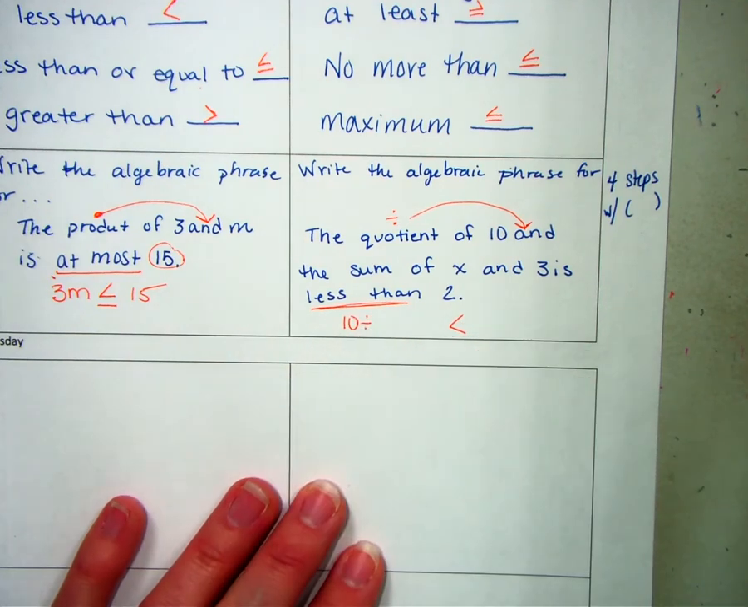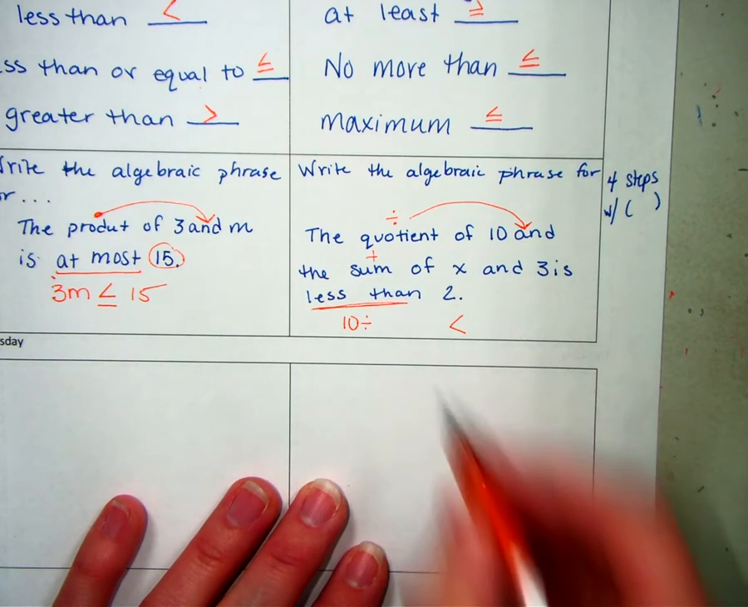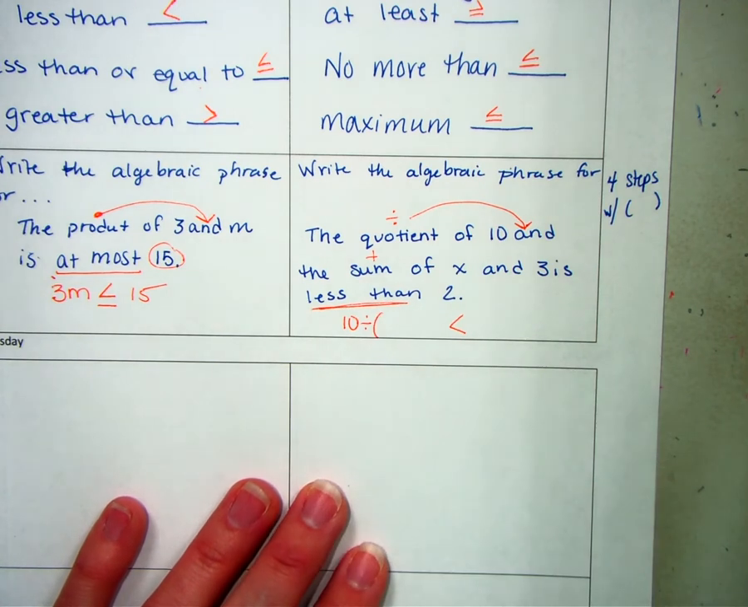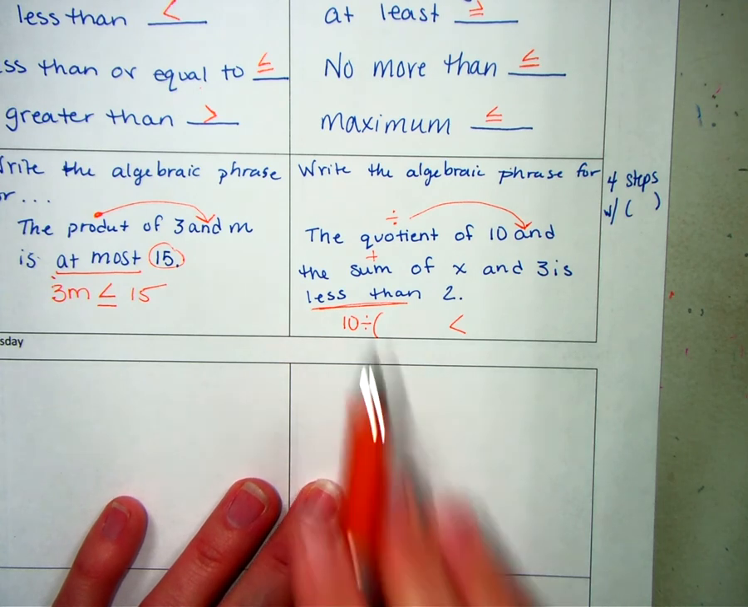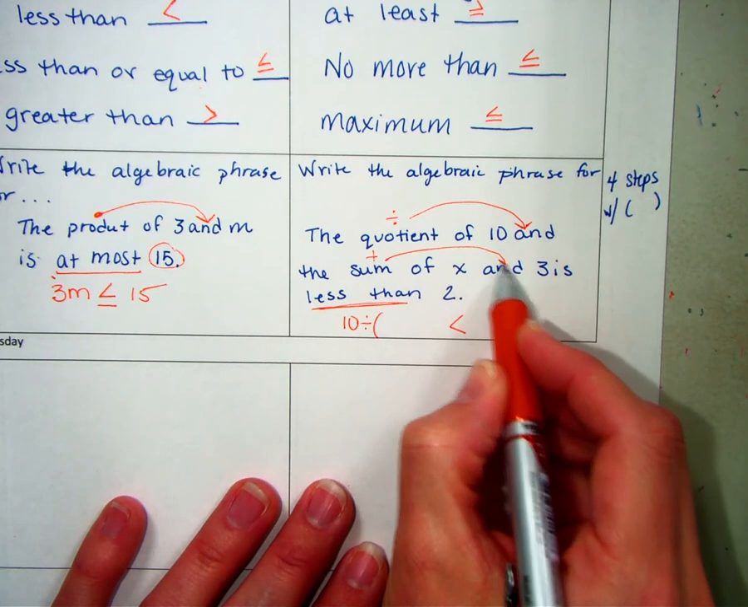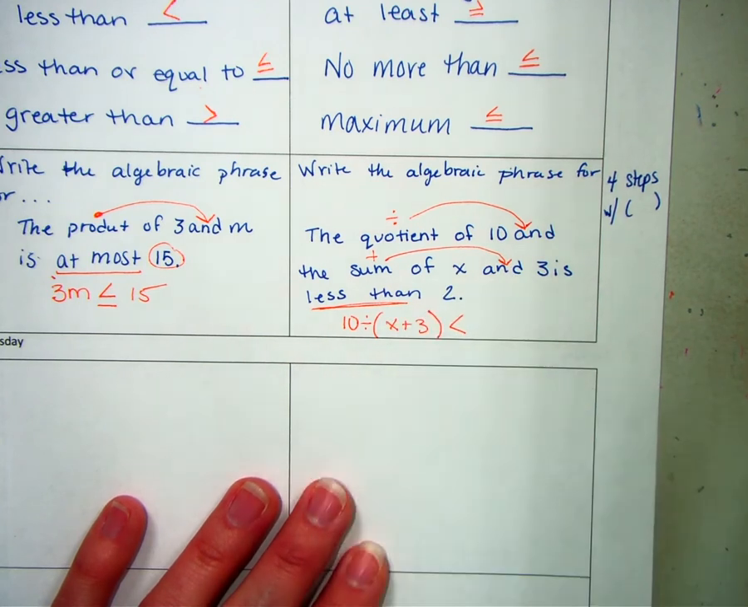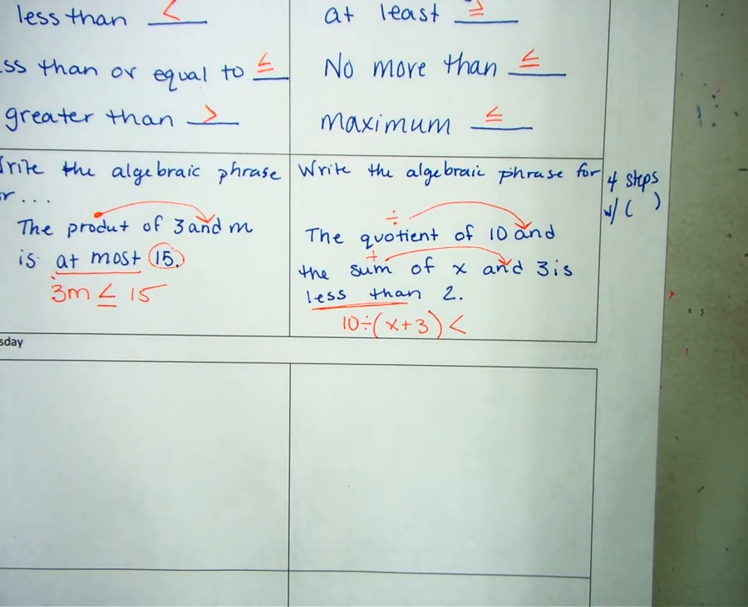But I see another operation word. I see the word sum. Sum means plus. And because there are 2 of them, I need a parenthesis. Step 3 is to find the second operation, which is a plus. I'm going to put that plus sign right here, x plus 3. And then my last step, again, on all of them, is I need this number over here, which is 2.